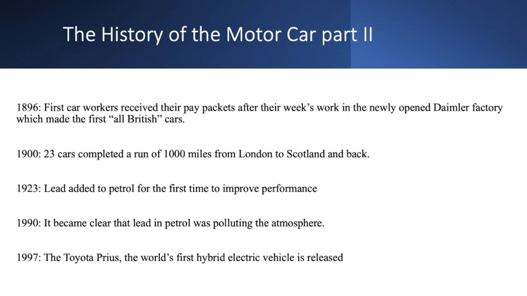The History of the Motor Car, Part 2. 1896. First car workers received their pay packets after their week's work in the newly opened Daimler factory, which made the first all-British cars. 1900. 23 cars completed a run of 1,000 miles from London to Scotland and back. 1923. Lead was added to petrol for the first time to improve performance. 1990. It became clear that lead in petrol was polluting the atmosphere. 1997. The Toyota Prius, the world's first hybrid electric vehicle, is released.